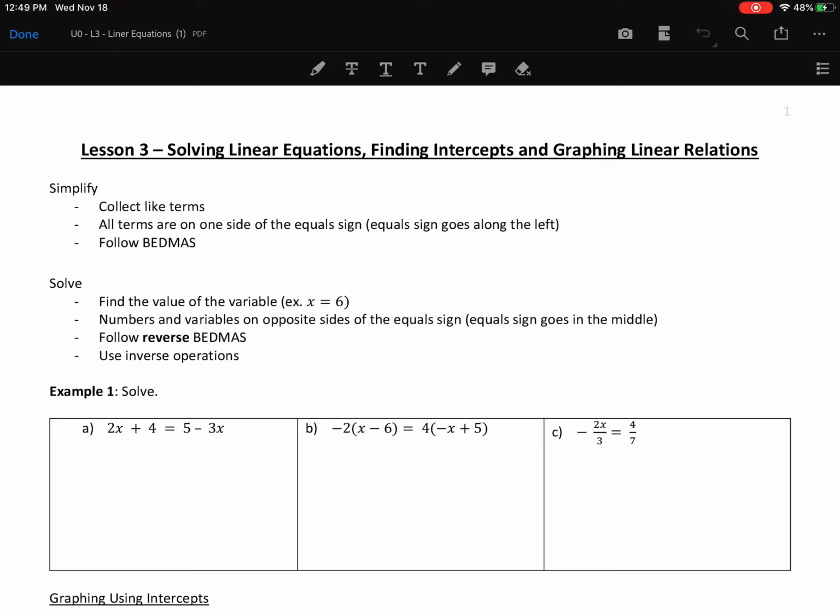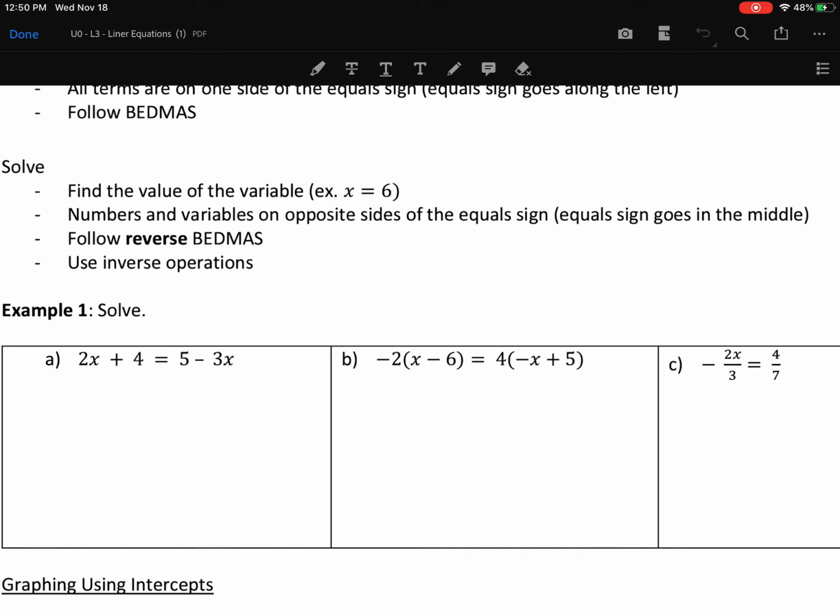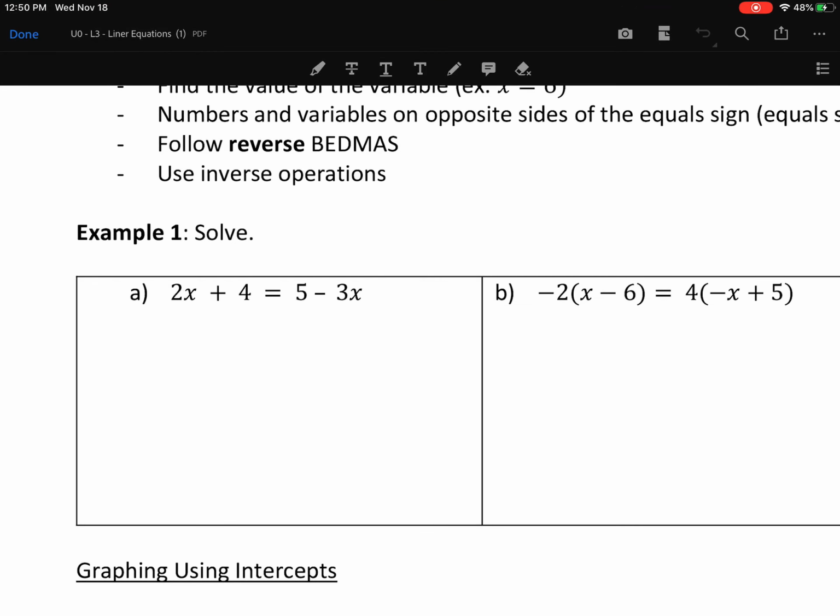Now, we want to solve an equation when we want to find an exact value for a variable. We want to know what x is or y or z or whatever letter we chose. We want to know the exact value for that unknown. And this is going to look like problems where numbers and variables are on opposite sides of the equal sign. We have to move everything to one side to solve, and to do that, we use something called reverse BEDMAS. What I mean by that is you have to do things backwards. Instead of starting with the brackets, we start with addition and subtraction and work our way backwards from there.